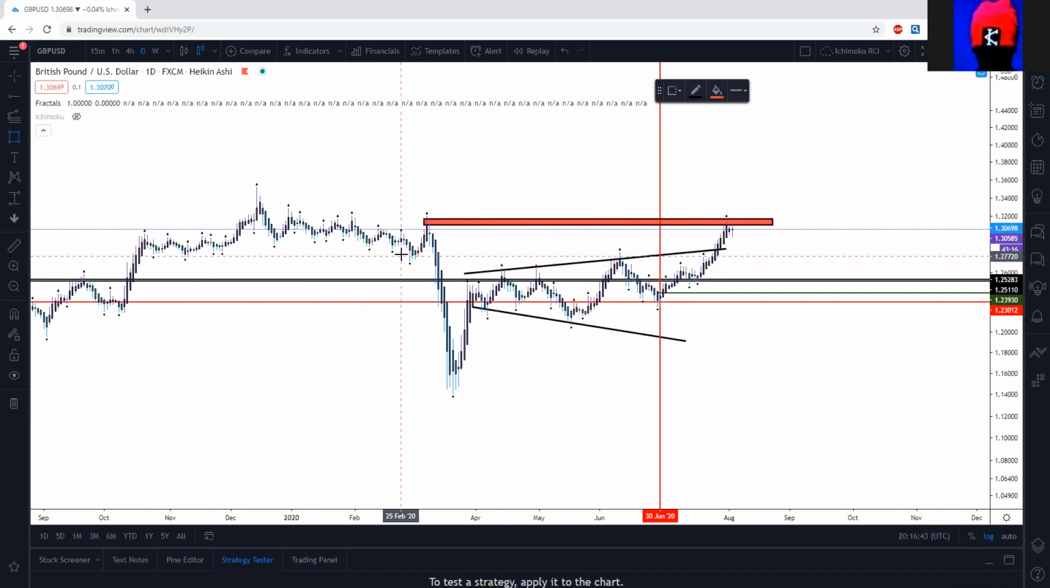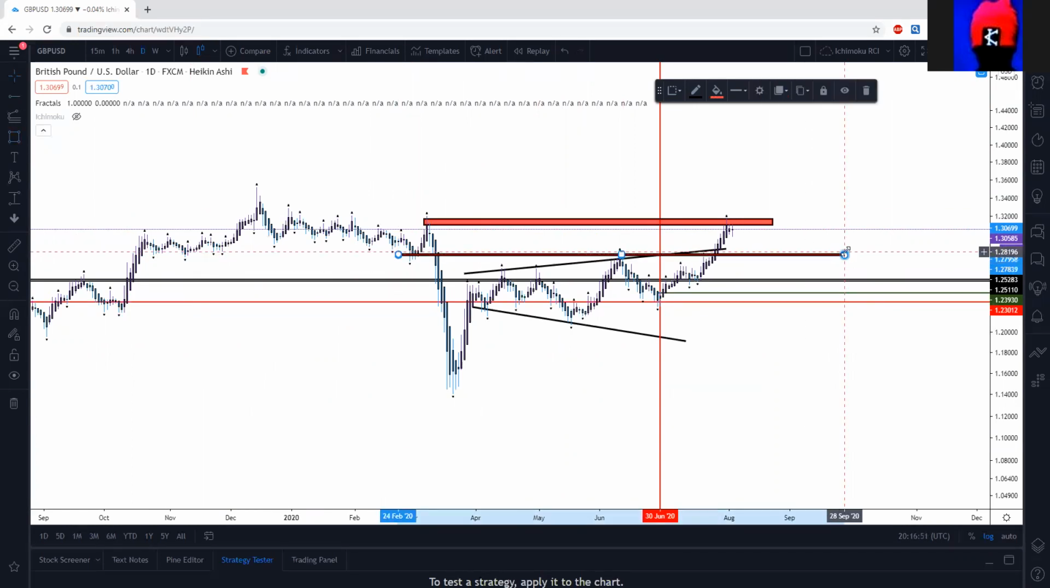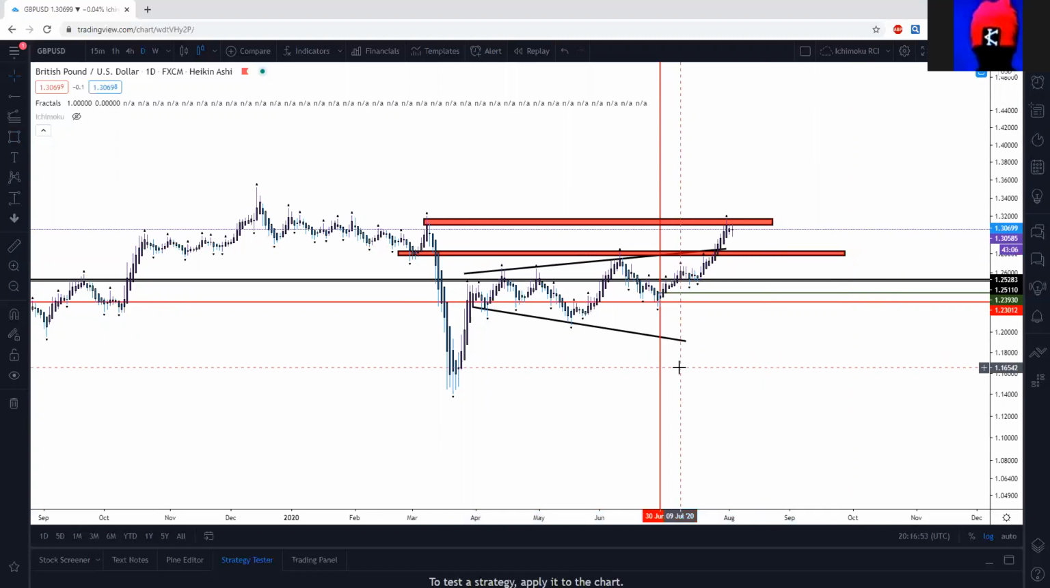So why? Look at it. Got a fractal here and a fractal here. Line it up. Boom. You actually make that a little bit lower.